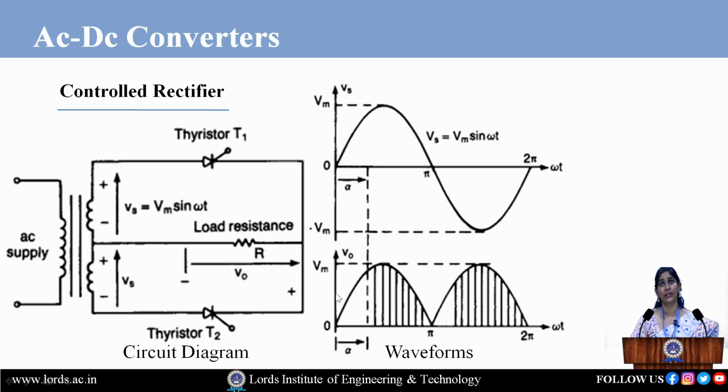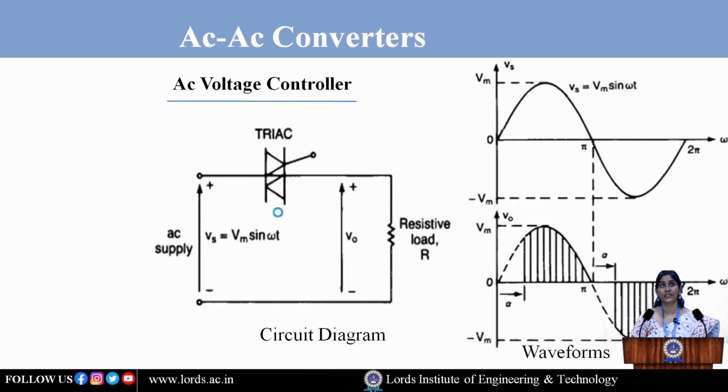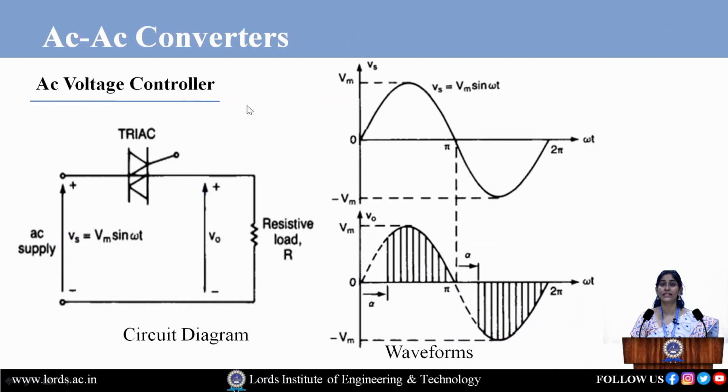We are getting a unidirectional output. Coming to the next converter, that is the AC to AC converter. It is also called an AC voltage controller. Here you can see my input is AC and I should get my output as AC also. That is why I need a bidirectional switch.